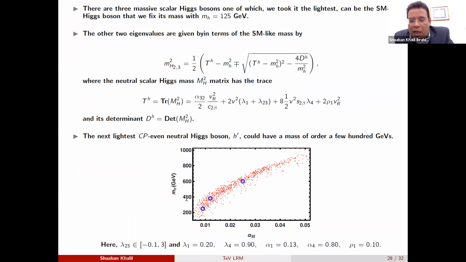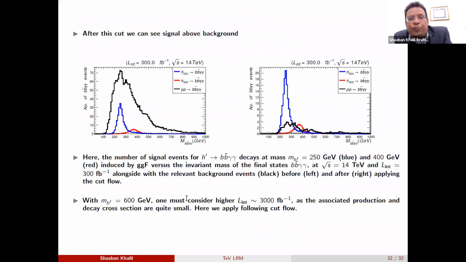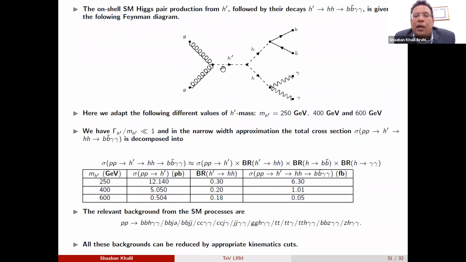This can be probed. Our analysis here is to show that if you have this H prime, then you can produce it via gluon fusion, and then H prime decays to the standard model Higgs, which goes to two photons. This is a very interesting signal, which could help control the backgrounds. The backgrounds are still large, but you can use what are called cuts. This is a relevant background, so you see how many processes could generate the background: a lot.